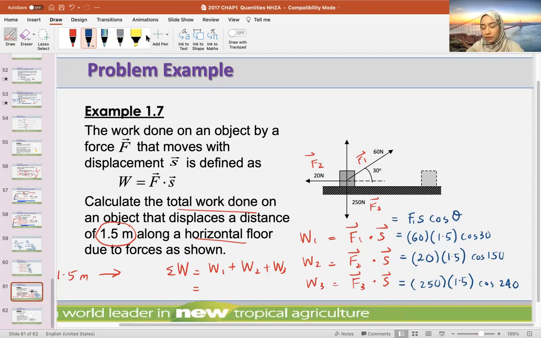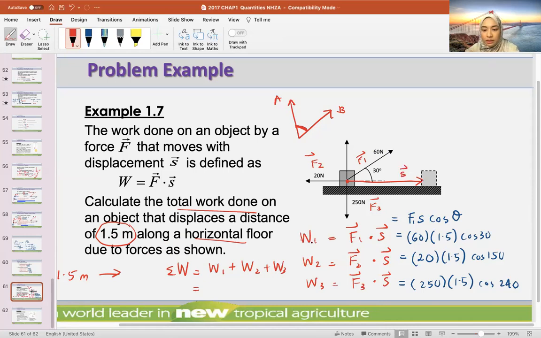So remember the dot product of two vectors, the angle in the equation is associated to the angle between the vectors, not associated to the x-axis, not associated to the y-axis. It's the angle between them. Kalau ada vector A dan B, this is the angle that we're looking for. Okay, so in this case, we are looking between force and displacement. So kita ada force number 1 and the displacement, it says that it is 1.5 along a horizontal floor due to the forces as shown. This is the starting point of the box and this is the end point. So this is my vector S.